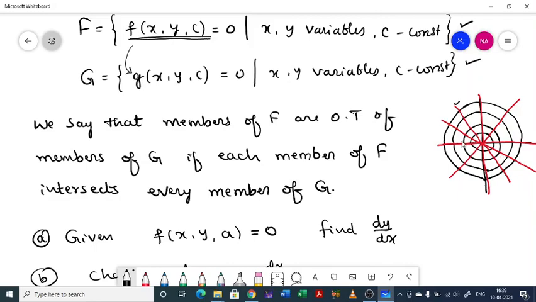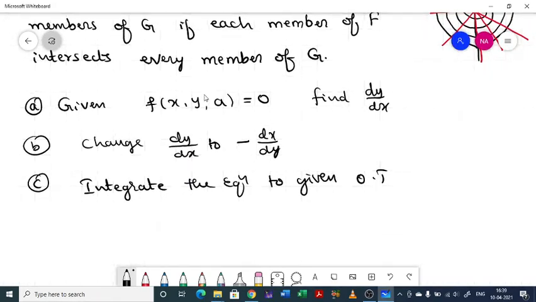So the procedure to find the orthogonal trajectory is: given a curve f of x comma y comma a equal to 0, where a is a constant, you need to find dy by dx. Finding dy by dx is called determining the differential equation. So I have to find the differential equation of this curve.